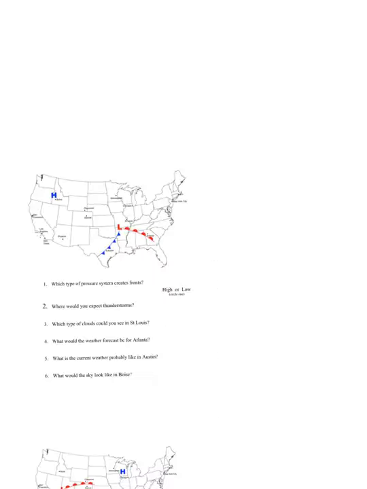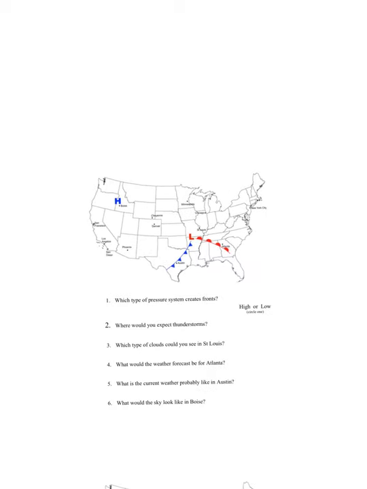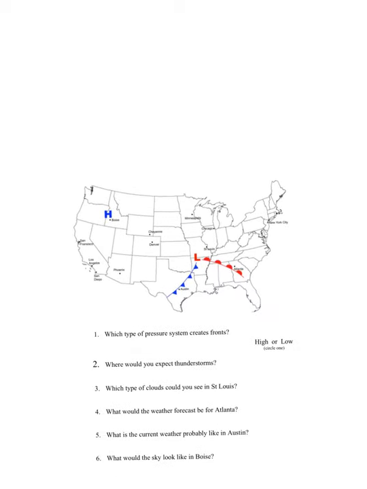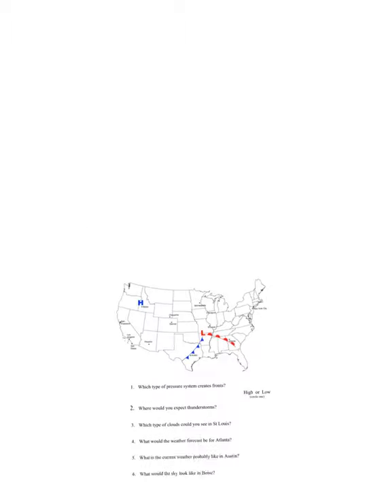Before we jump into actually looking at all of the different maps, we're going to review what these different symbols mean. So we've got an H, an L, this symbol, that symbol. Okay? All right, so let's go up here.